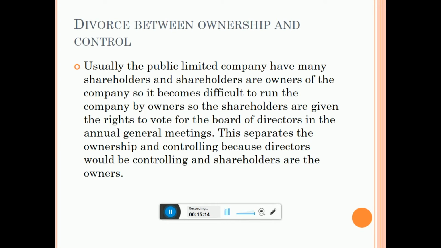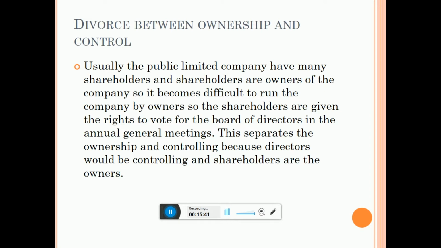Then the main concept, divorce between ownership and control. Usually the public limited company has many shareholders, and shareholders are the owners of the company, so it becomes difficult for the owners to run the company. As you can see, there are many shareholders in a public limited company, so we cannot ask every shareholder to control and run the company, because it will be very difficult. They are far away from each other and they will have their own mindset and different decisions according to their wishes.